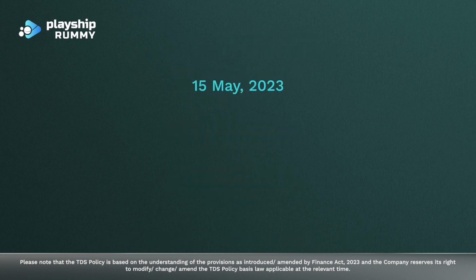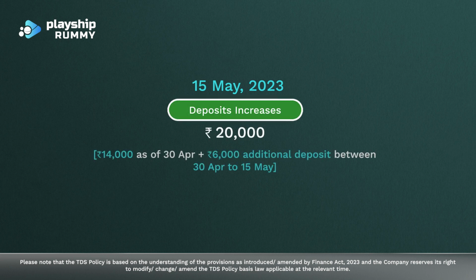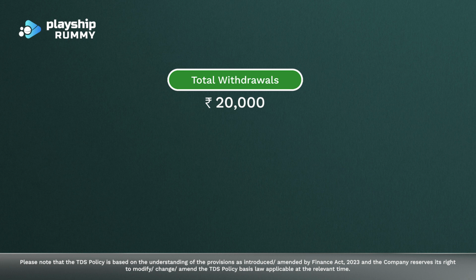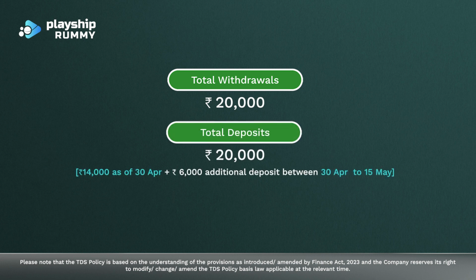Now as of 15th May 2023, your deposits increase to Rs 20,000, that is 14,000 as of April 30th plus 6,000 additional deposit between April 30th to May 15th. Then the following will be the status of your account. Total withdrawals Rs 20,000. Total deposits is equal to Rs 20,000, that is 14,000 as of April 30th plus 6,000 additional deposit between April 30th to May 15th.